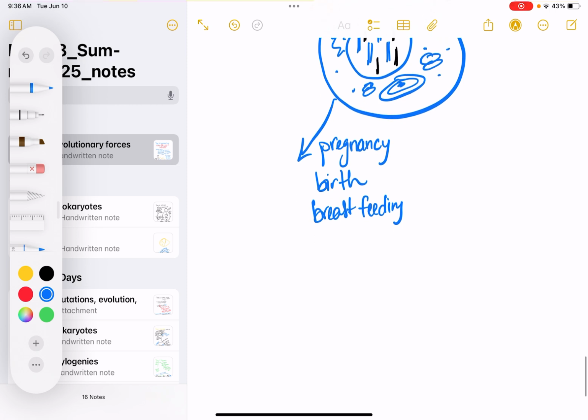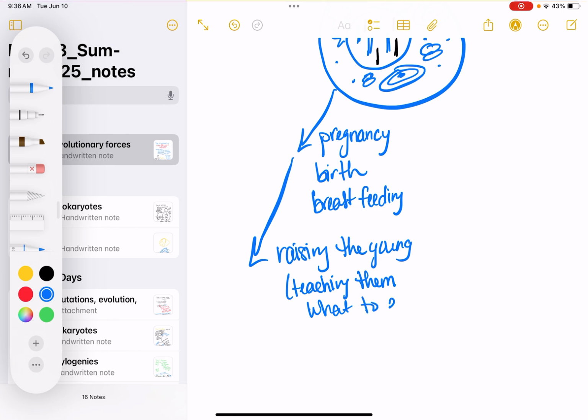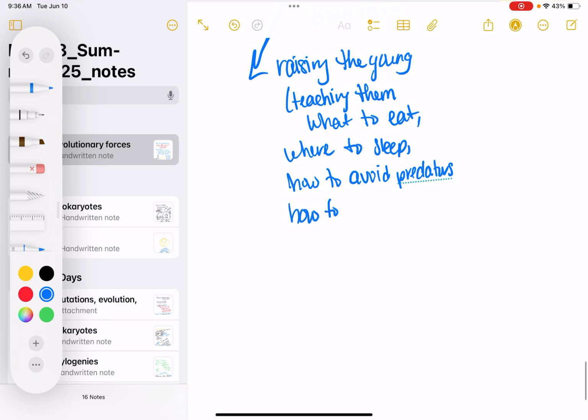And in mammals, at least, there's breastfeeding for most, right? Humans are the only ones that don't always do that, right? And then they usually have a big role in raising the young. So think about deer, teaching them what to eat and how to eat it. Where to sleep. How to avoid predators. How to cross roads and rivers, right? And the list just goes on, right?